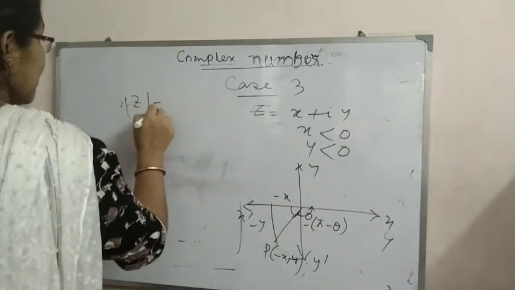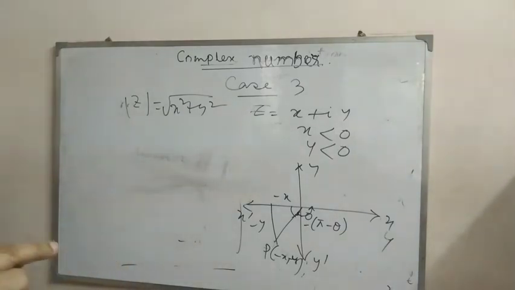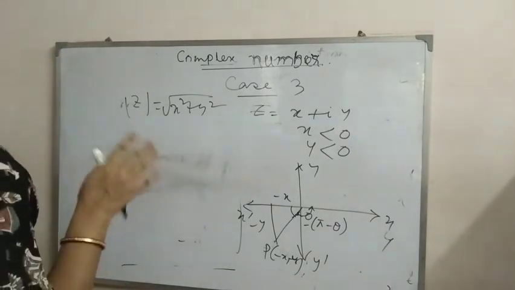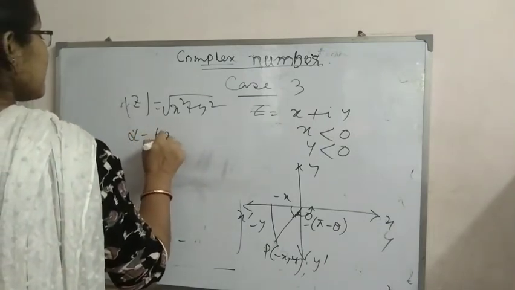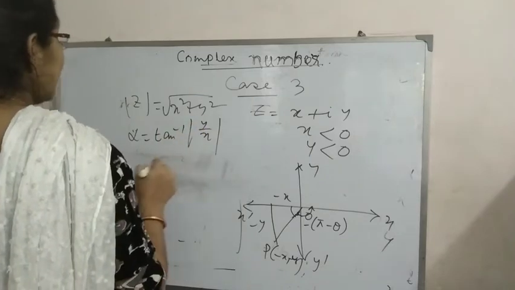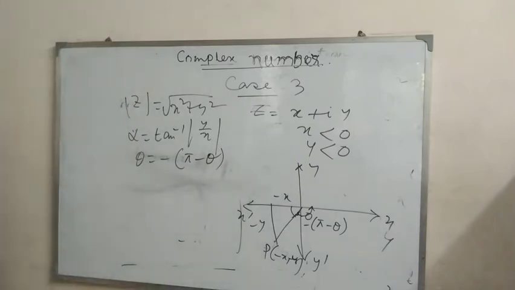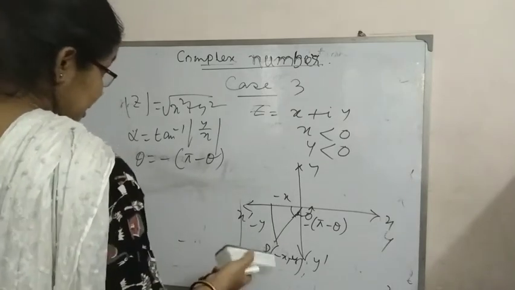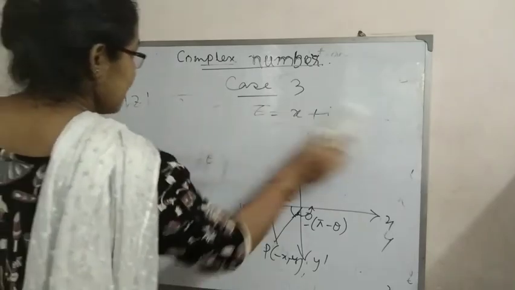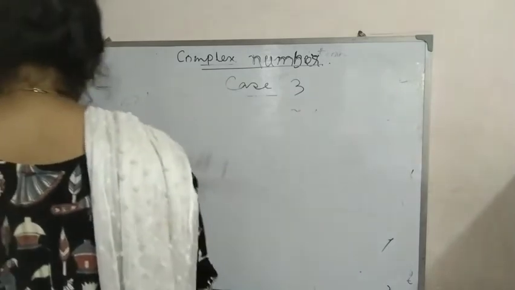Here mod z equals root over x square plus y square, and theta is the amplitude or argument of z. Similarly, alpha equals tan inverse mod y by x, and theta equals minus pi plus alpha, if P lies in the third quadrant. Here I will give an example and you will see it properly.